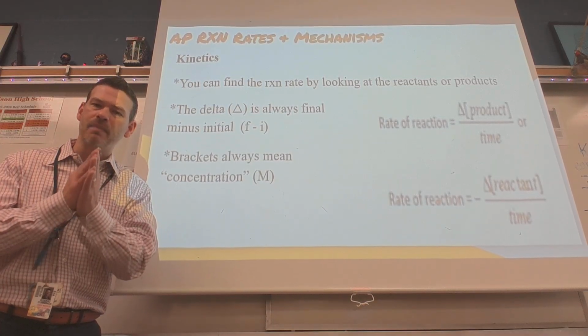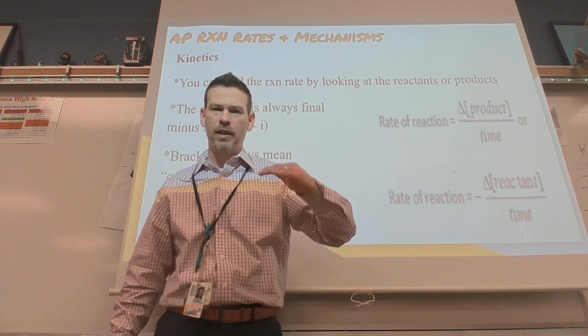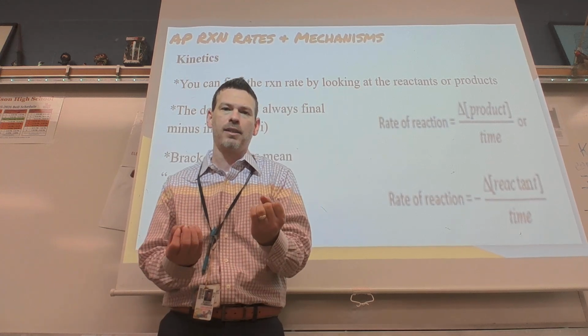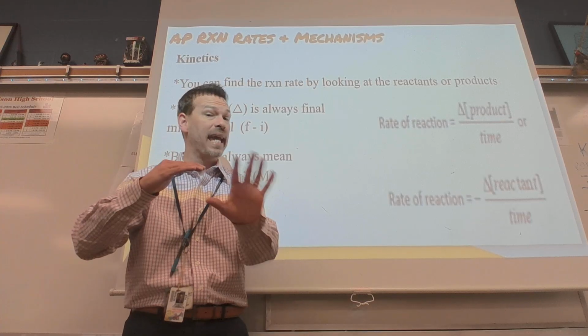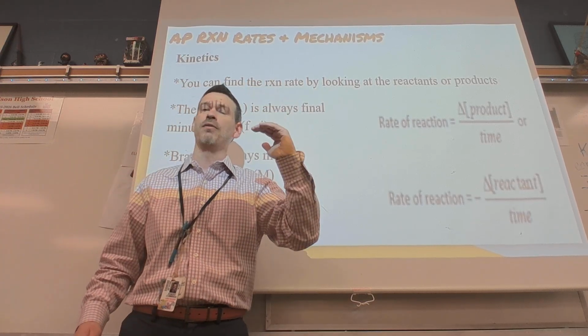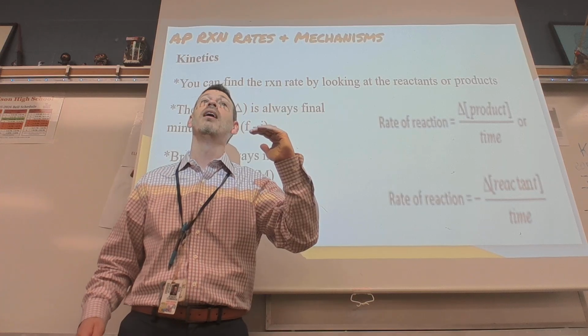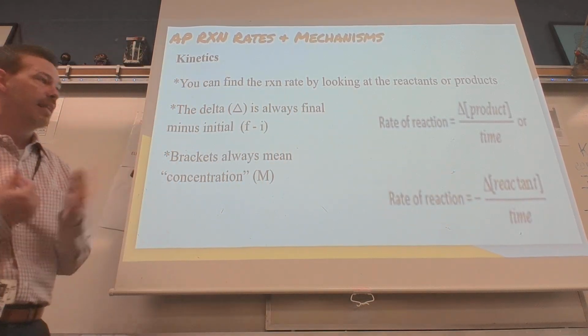Because here's what it does mathematically. We know that the change in products is always going to be positive because you create products. The change in reactants, well, they're consumed, but we can't have a negative rate. So what can you put in front of a negative to make sure it stays positive? Another negative, which is why that saves the algebra.